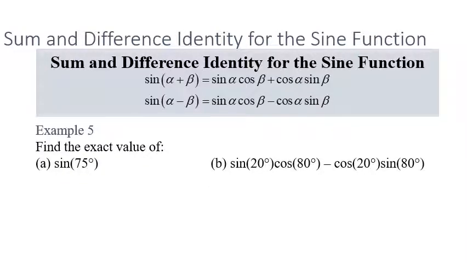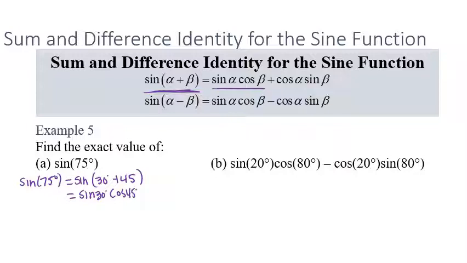Again, you guys will always have these on an exam, so you don't need to memorize these. So again, this is super helpful for figuring out the sine of 75 degrees. We can do the same thing that we did for the cosine, where I can take 75 degrees and write it as 30 degrees plus 45 degrees. So that gives me, using the sum formula, the sine of 30 times the cosine of 45 plus the cosine of 30 times the sine of 45.